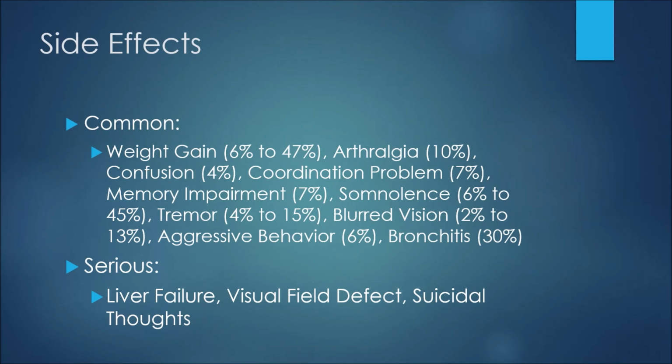4 to 15% of patients may experience a tremor, and blurred vision may occur at a rate of 2% to 13%. Aggressive behavior happens 6% of the time, and bronchitis 30% of the time. More serious side effects may include liver failure, visual field defects, or suicidal thoughts.